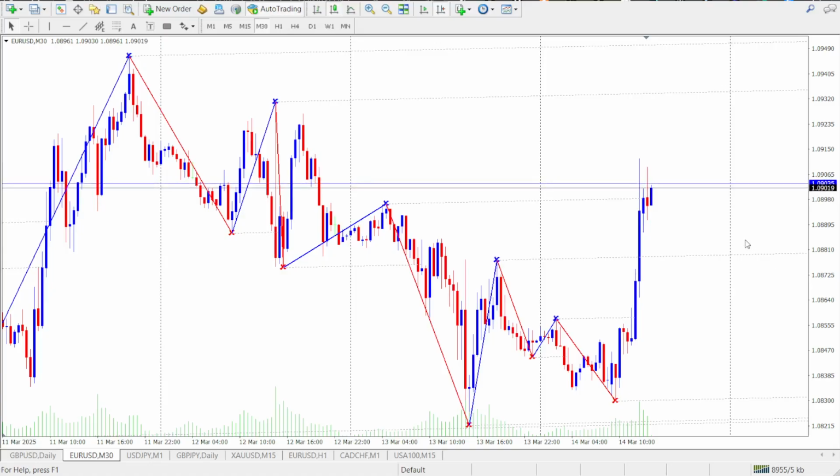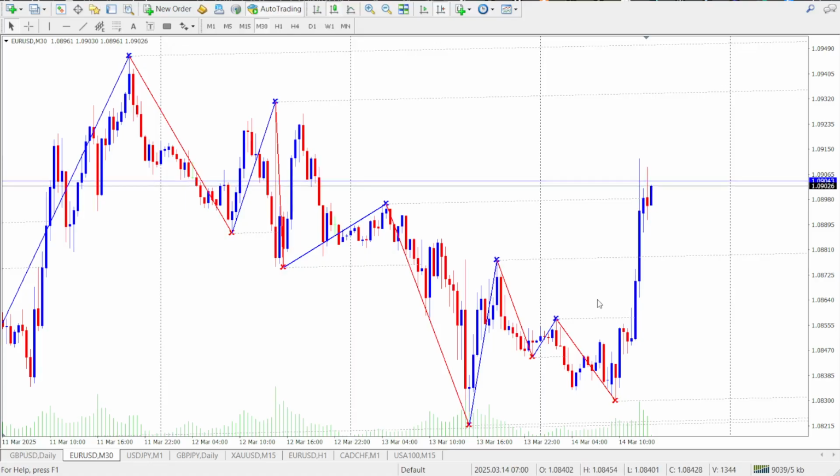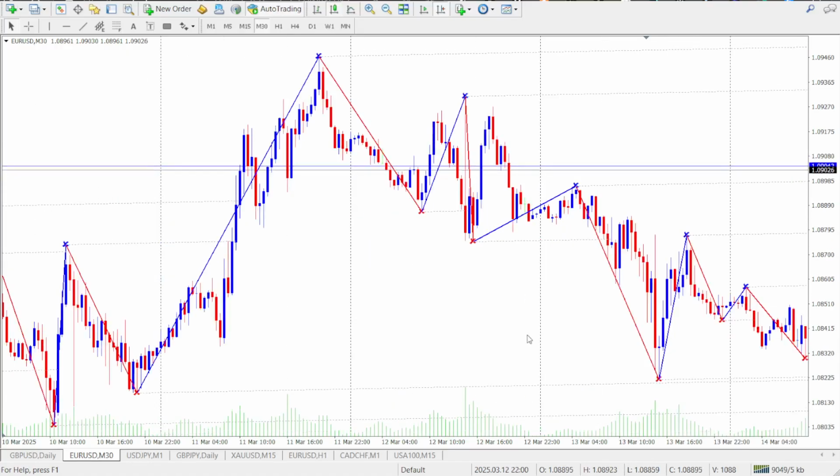Now, the level trading 123 indicator is a powerful trading tool for MetaTrader 4 that helps traders identify price reversal points using fractals. Okay, so this indicator works by analyzing key support and resistance levels, making it easy to spot buy and sell signals. The indicator automatically plots bullish and bearish trading signals so you can trade with confidence.